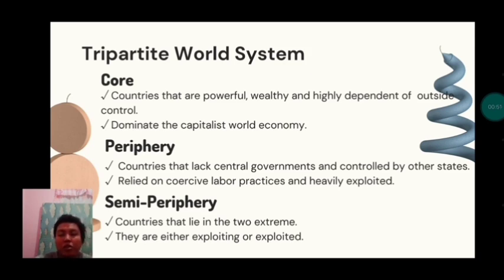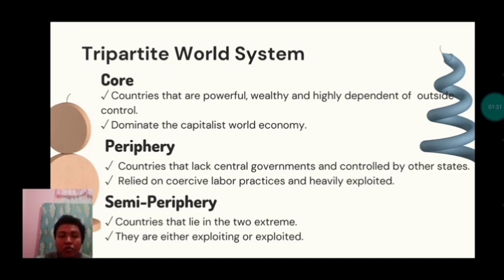Now, let's talk about the core. Core are the countries that are powerful, wealthy, and highly independent of outside control. These are the most developed and advanced economies, typically located in Europe, North America, and some parts of Asia. They are characterized by high levels of industrialization, advanced technology, and a dominant position in the global economy. Core regions are often the main drivers of economic growth and technological innovation, and they have significant political and economic power over other regions.